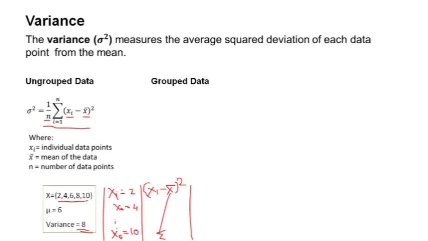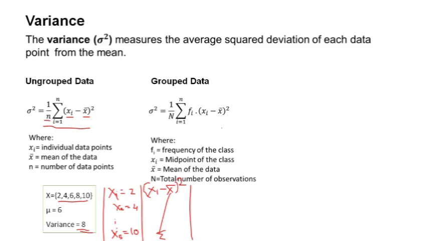The next one is the grouped data. The variance of the grouped data is determined by using this formula. Sigma square is equal to 1 by n summation of i equal to 1 to n, fi times (xi minus x bar) whole square, where fi is the frequency of the class, xi is the midpoint of the class, x bar is the mean of the data, and n is the total number of observations.